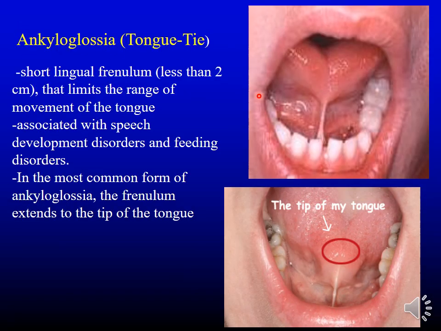Now, ankyloglossia, or tongue-tie. You can see that the lingual frenum is short, less than 2 centimeters. This causes difficulties or limits the movement of the tongue during speech and feeding. The most common form of ankyloglossia is when the frenum is attached to the tip of the tongue.